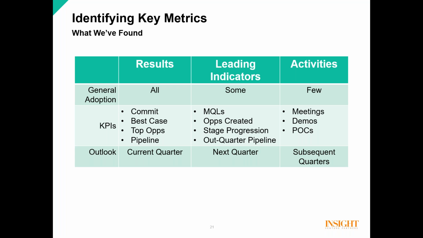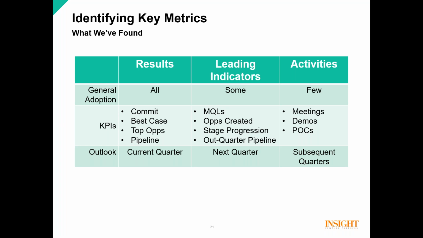So the second bucket, the leading indicators. And we see this as a mixed bag across, but this is looking at things like lead gen, opportunity creation, how well your opportunities are moving through stages. So you can set a number to say you need to have at least, let's say, 15 stage progressions this quarter. That would be an example of leading indicators that you'd want to track.